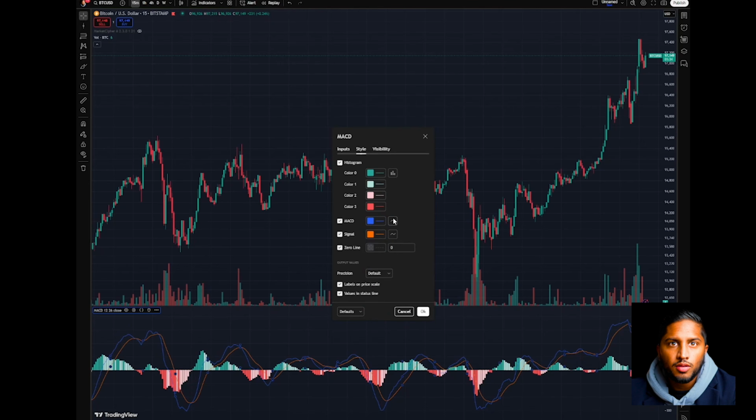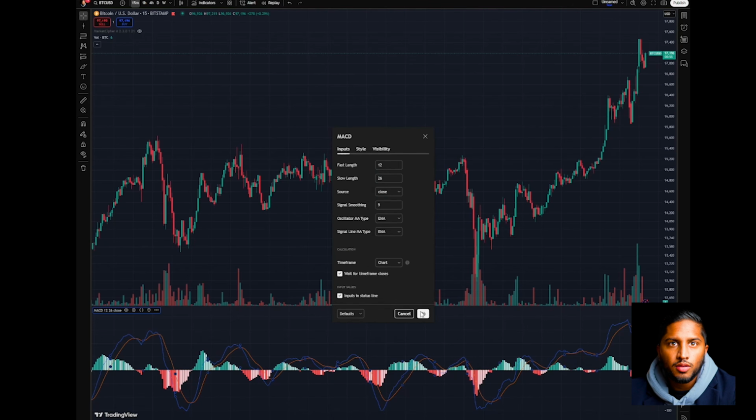Remember, every other trader is likely using the same settings. That means we're all seeing the same signals, which makes those signals more reliable. If too many people are using different settings, then the signals get less meaningful. So sticking to the default helps me stay on the same page with the rest of the market. All right, let's go ahead and click OK.